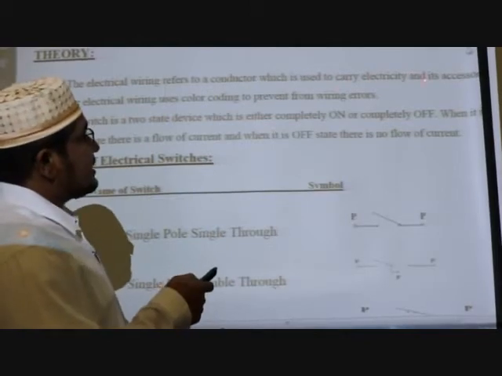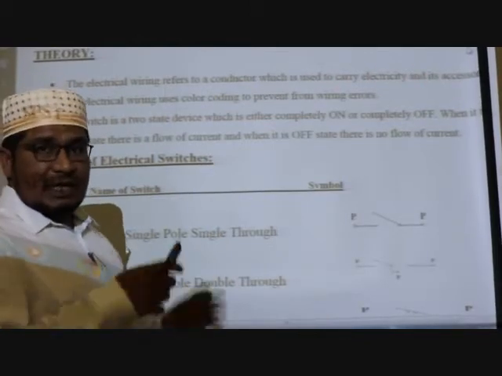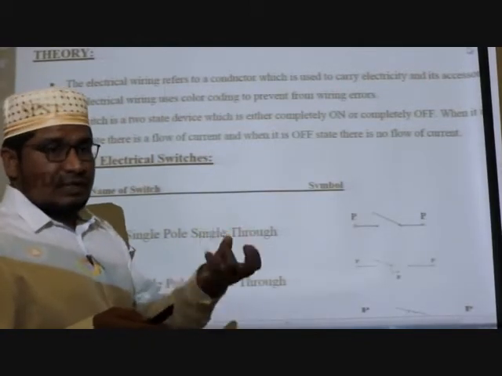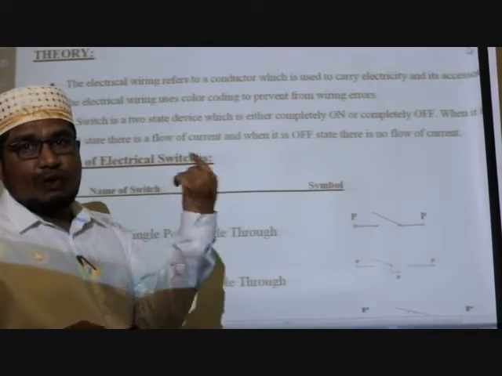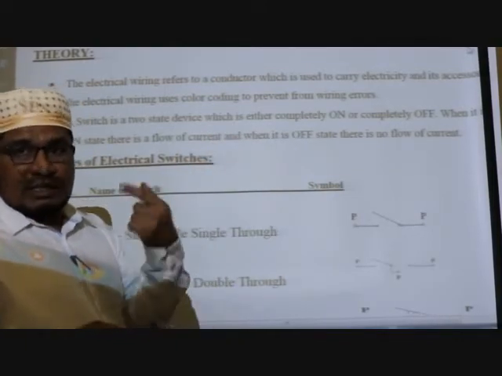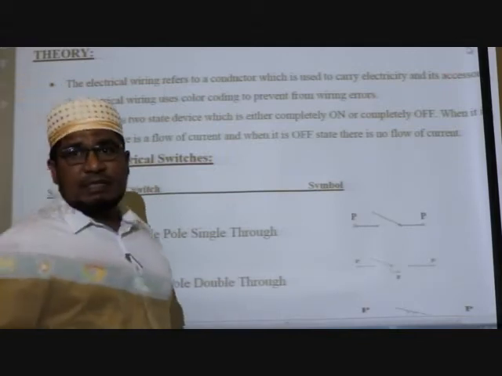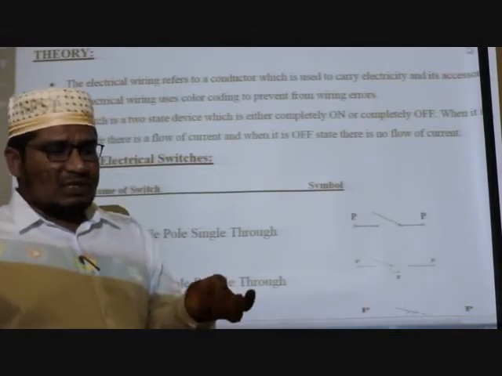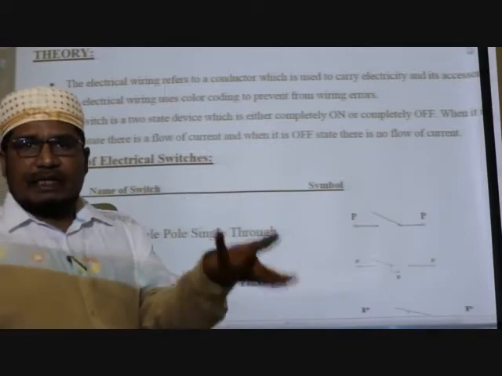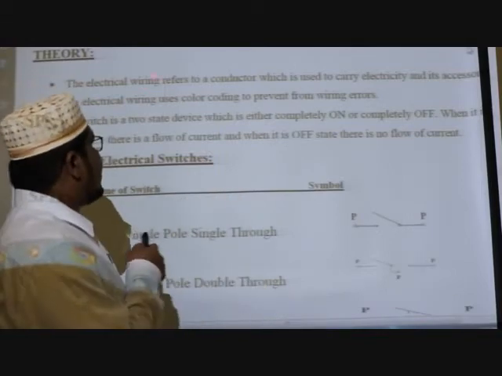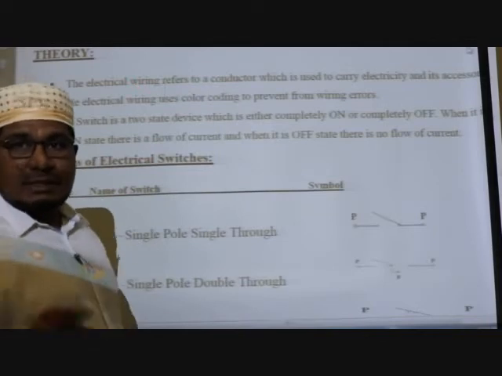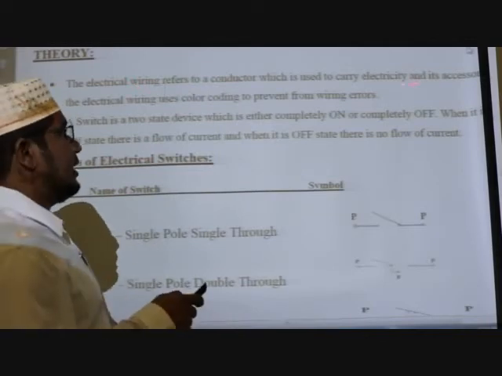To carry electricity, meaning current, when it is connected to the supply and the switch is on, the bulb is illuminated, the current flows through the complete closed path, that is a circuit. And its accessories, what do you mean by accessories? Switch, lamp, power supply, these are the accessories. So the complete circuit is called wiring.